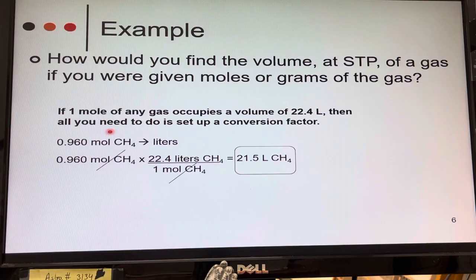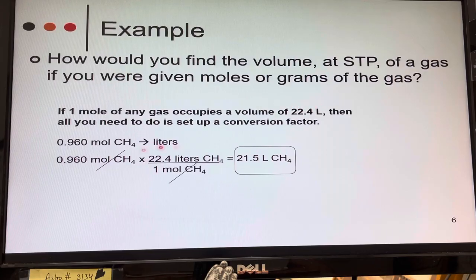So let's say I wanted to convert 0.960 moles of methane gas into liters. I want to know how much volume of gas I have if I have this many moles. Now you know that 1 mole occupies 22.4 liters. This is just under 1 mole, so you know that my answer is going to be just under this number.